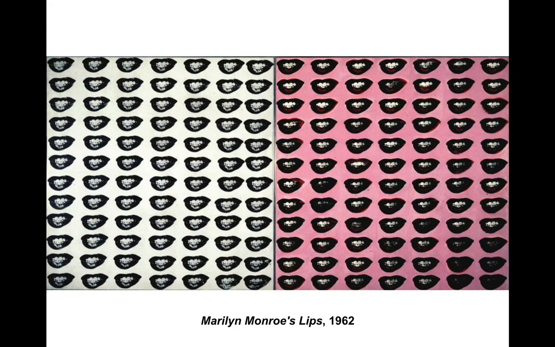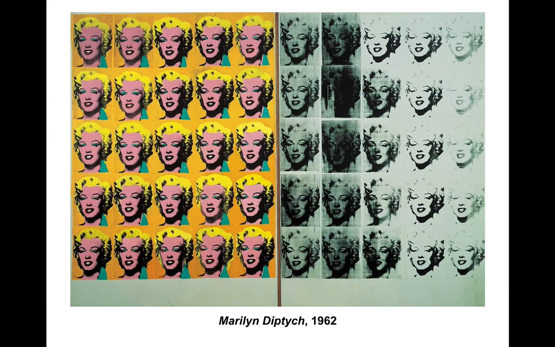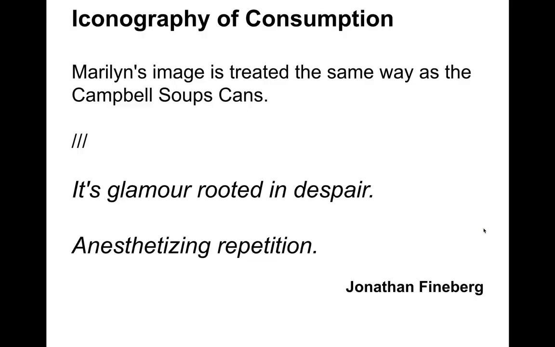Right? The lips, they're taken from Marilyn and reproduced. They're divorced from the body. They're objectified. They become an object themselves. Or the degradation through the repetition, the replica, the repeating through the screen printing process to the point that the screen degrades and no more ink can get through. Iconography of consumption, right? Marilyn's image is treated the same way as the Campbell soup cans he's made.